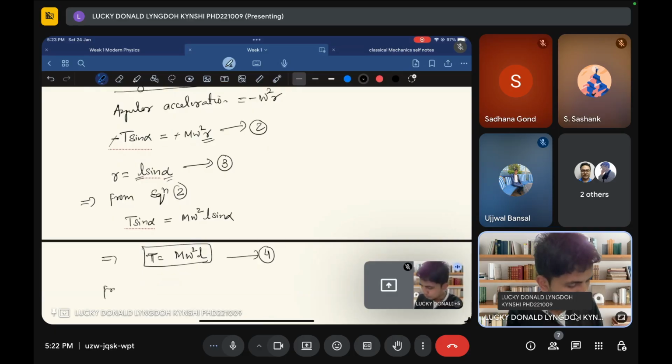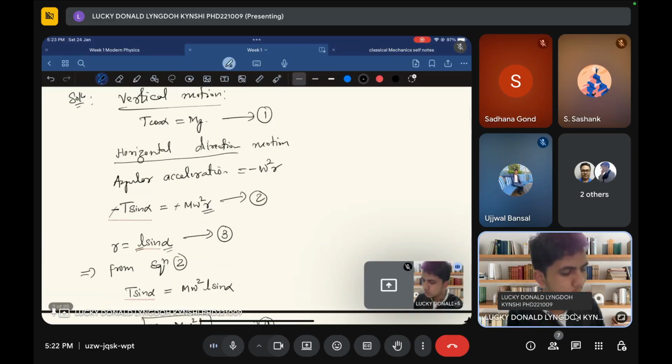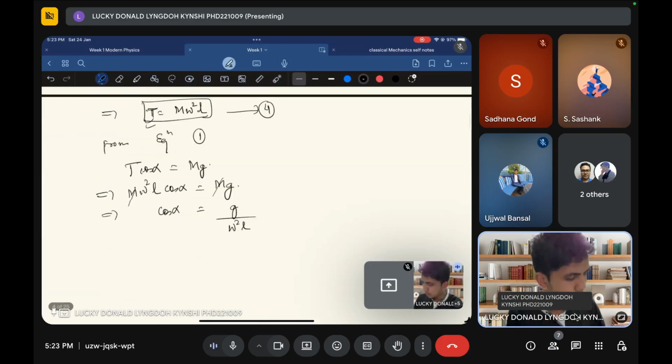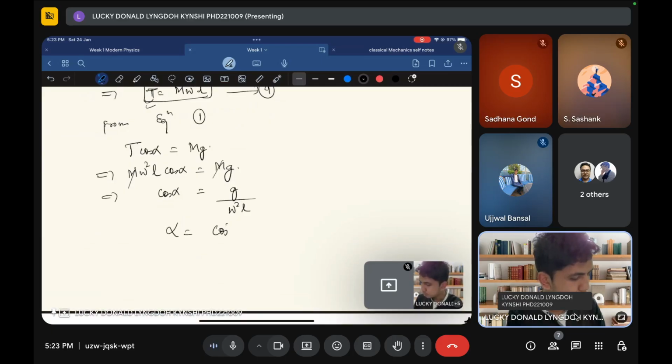Now from equation 1, what is equation 1? Equation 1 is T cos alpha equal to mg. So instead of T you can write m omega square L cos alpha equal to mg, and then mass and mass get cancelled. So cos of alpha is equal to g by omega square L, and finally alpha is equal to cos inverse of g by omega square L. So this is your final result.